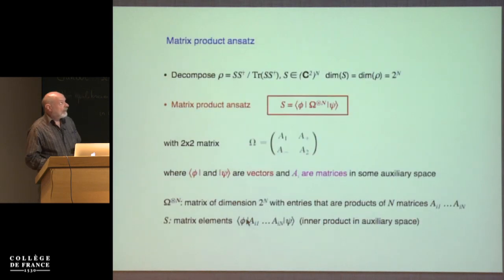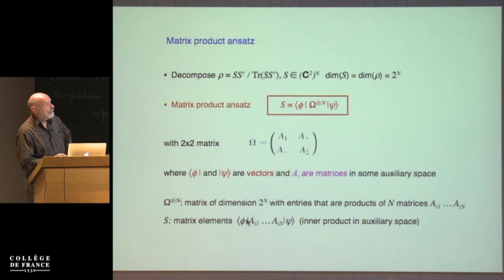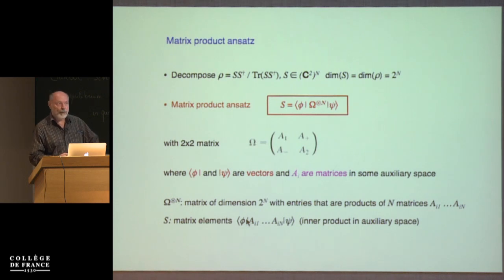Okay, now the matrix product ansatz, the first idea, which again was a very clever idea by Prosen, is to decompose your density matrix in this form. So remember, rho should be positive. So you can always write it as S times S dagger with some matrix S, and then you normalize by the trace of S S dagger. So S, again, is some matrix of dimension 2 to the power n.